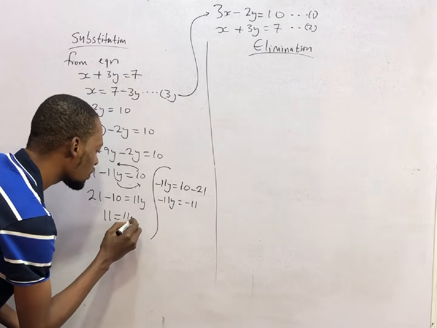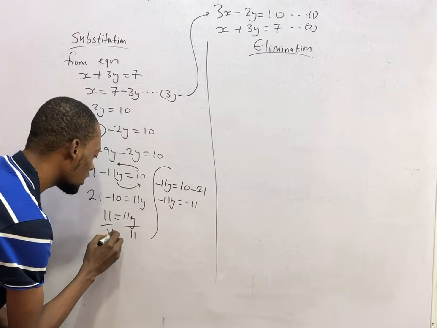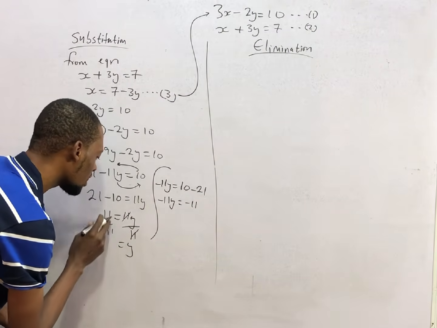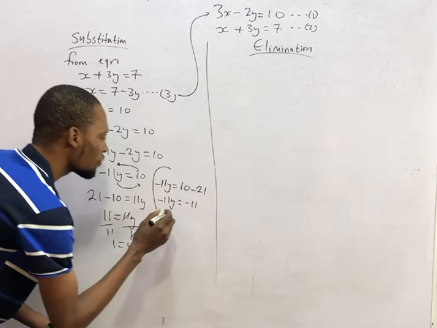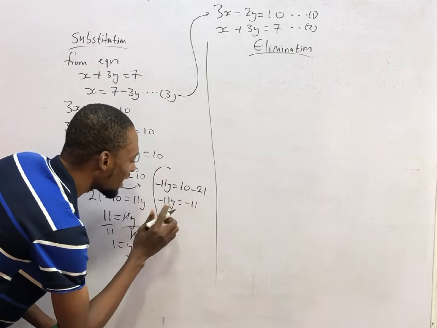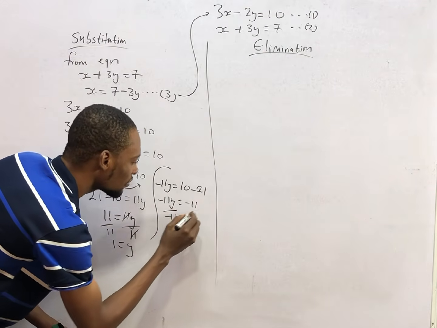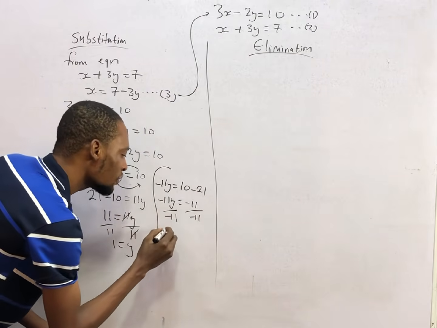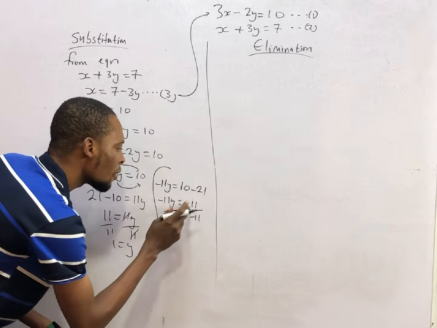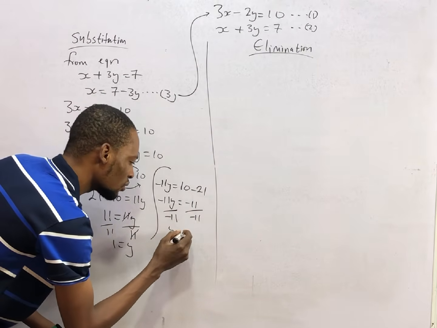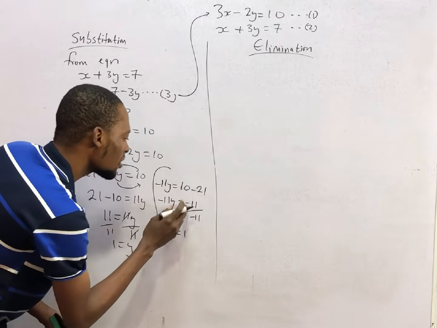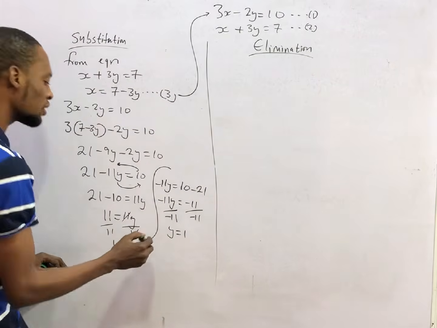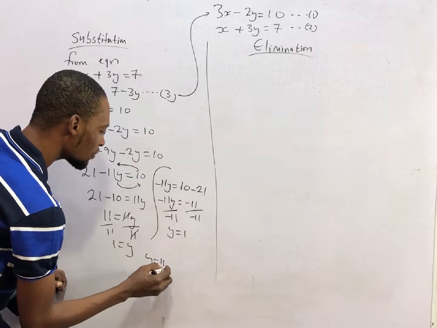So here, to get y, let's divide both sides by 11. 11y divided by 11, we have y. 11 divided by 11, 1. So from here, to get y, let's divide both sides by minus 11. Minus 11 divided by minus 11 is 1, giving us 1y equals minus 11 divided by minus 11, which is 1. Minus minus is plus. So anyhow you do it, y equals 1.